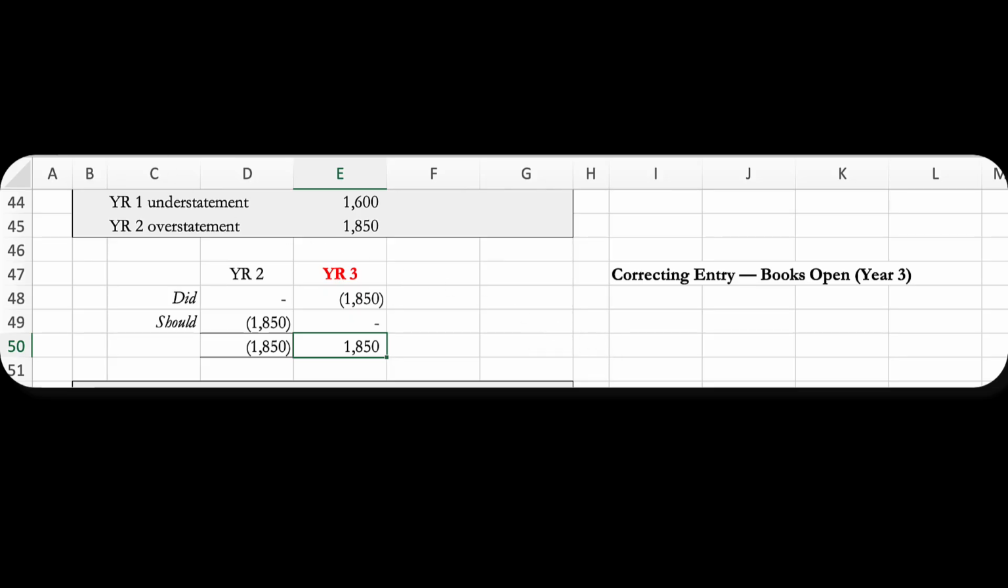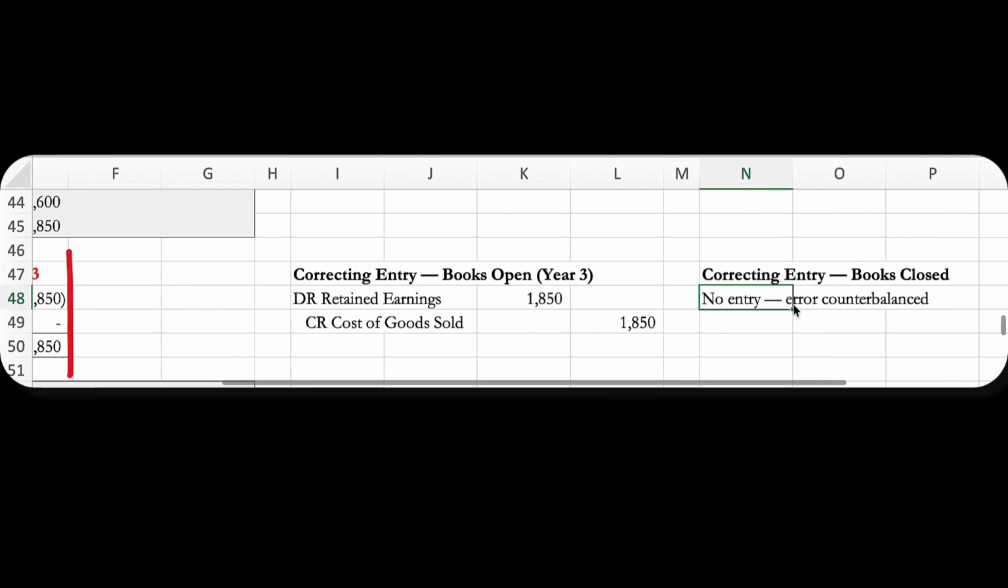So again, books open. Everything to the left of the line is what's wrong with retained earnings, and everything in my column for year 3 is what's wrong with this year's net income. So I see a negative number before the line, and so that means I need a debit to retained earnings of $1,850. And then I also need to fix cost of goods sold in the current year. I've debited cost of goods sold for $1,850 when I should not have. So I'm going to credit cost of goods sold. And just like before, you'll notice that if the books were closed at the end of year 3, then that error would have counterbalanced and no entry would be required.